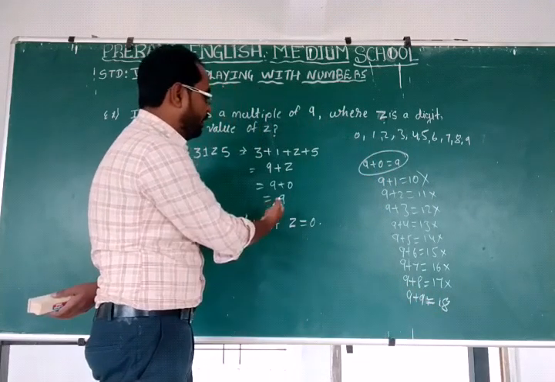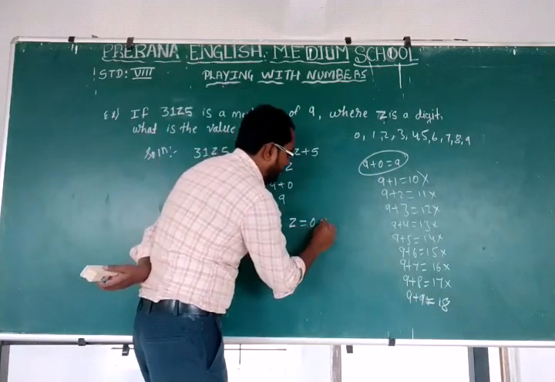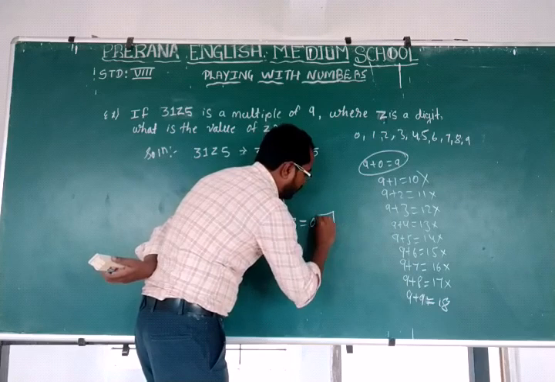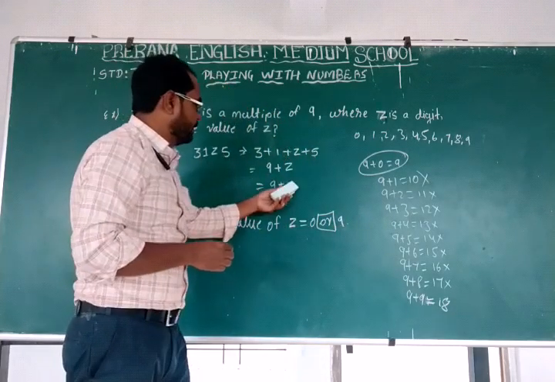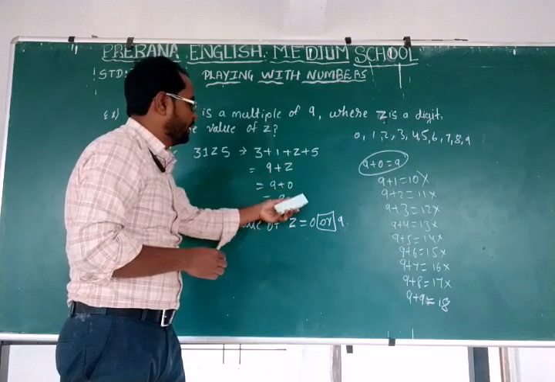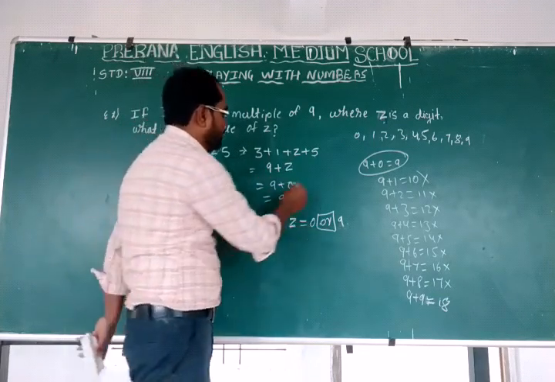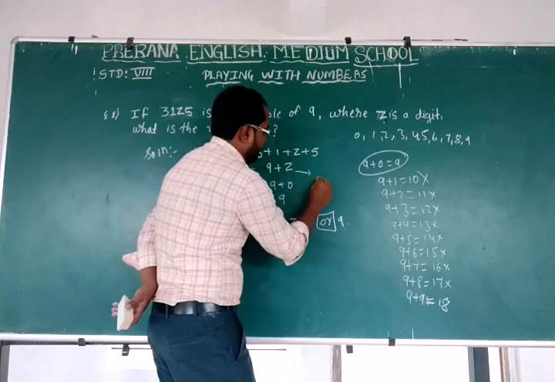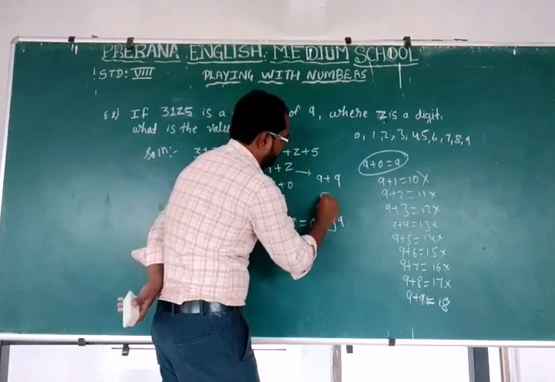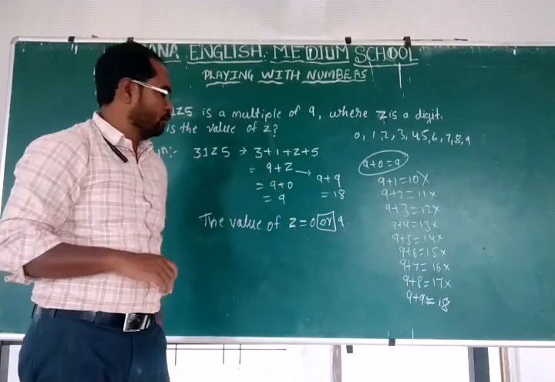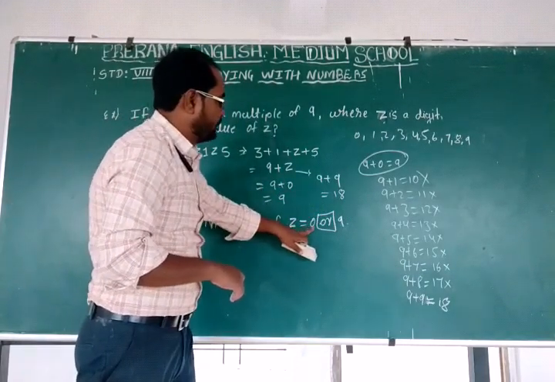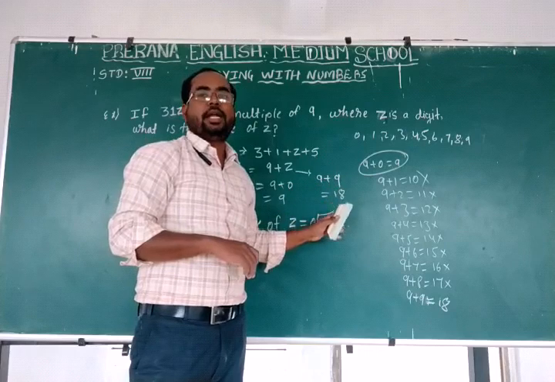So you can take the value of z as 9 also. Either it may be 0 or 9. Both you can take. If you want to take the value of z as 0, or you can take the value of z as 9 also, because see here, 9 plus 9 is equal to 18. 9 into 2 is 18. It is also divisible. So the value of z is either 0 or 9.